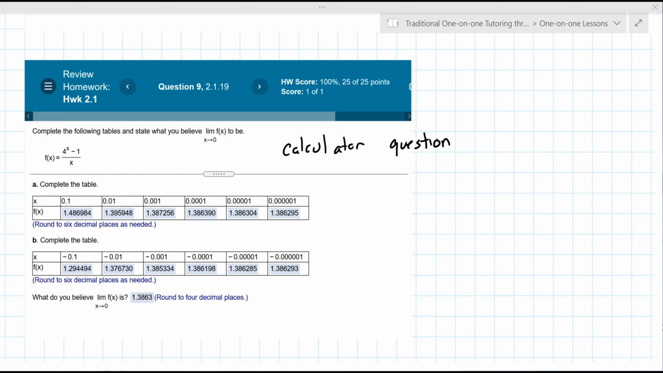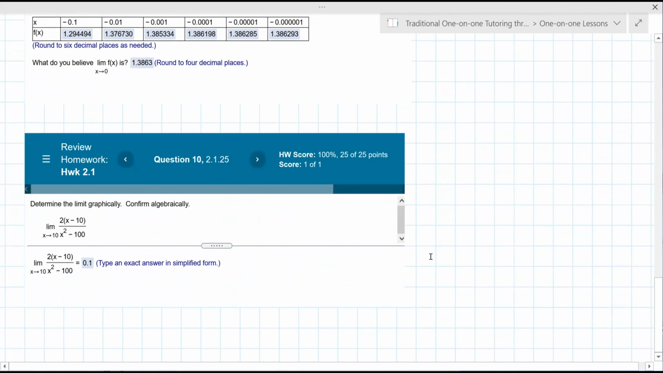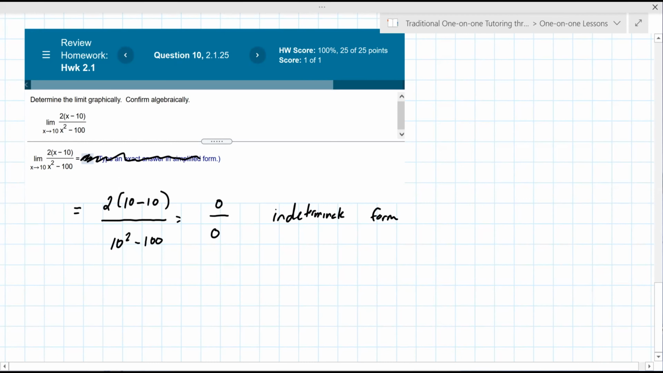All right. Finally, one that we can talk about. Question 10. All right, so we're still doing limits. Determine the limit graphically, confirm algebraically. So normally you would just take this number 10 and you would put it into here. So it'd be 2 times 10 minus 10 over 10 squared minus 100. So this becomes 0 over 0. And this is called indeterminate form. You don't need to know that for this part of the course, but it will come up again. Basically, you should look at the bottom and be like, can't divide by 0, but this is bad. We just say this is really bad here.